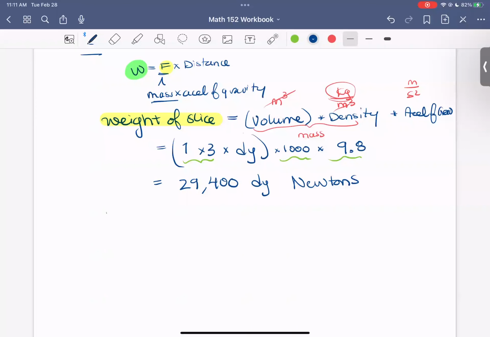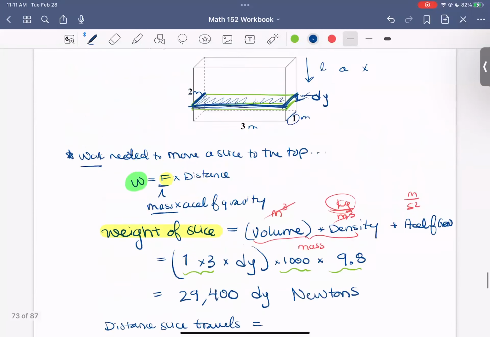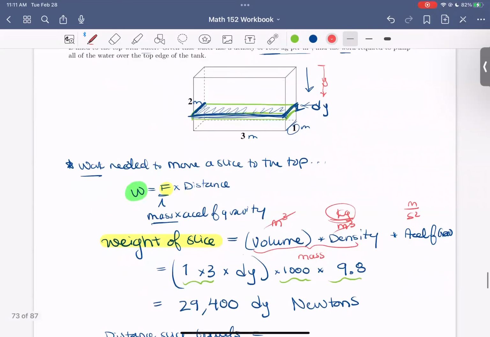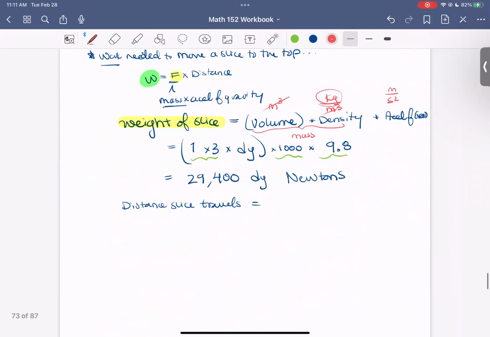All right, so let's write that out. Distance slice travels. And we already decided that we're using y for our variable there. So we're going to let y represent the length or distance that the slice at y travels. So it'll be y meters.